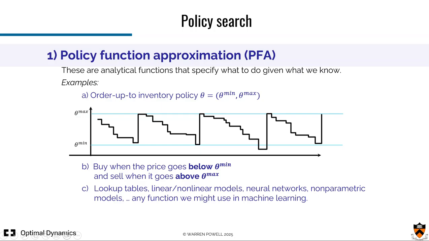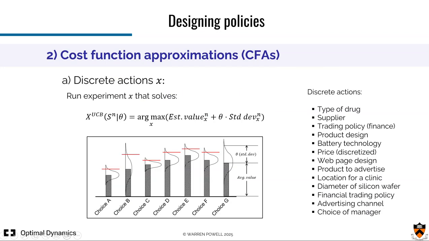The first of them, policy function approximations. These are analytical functions that specify what to do given what we know. It can be an order up to policy. It can be buy low, sell high. What if it's cold, wear a coat. It could be any lookup table, linear and nonlinear model, neural network, any function that you might use in machine learning. Now, the PFAs of the four classes of policies, it's the only class that does not involve an embedded optimization problem.